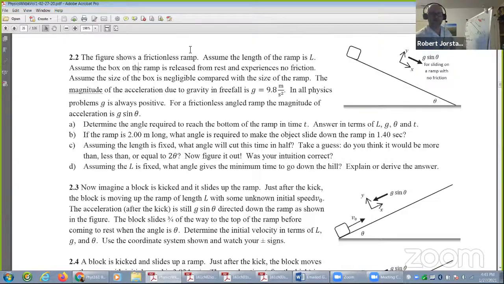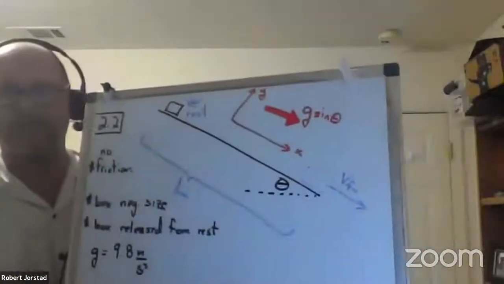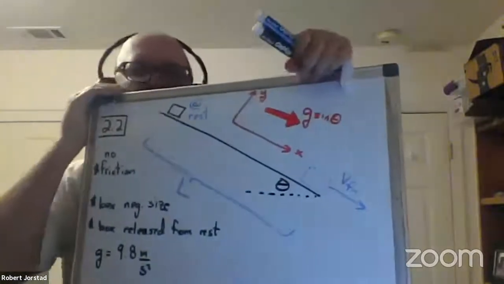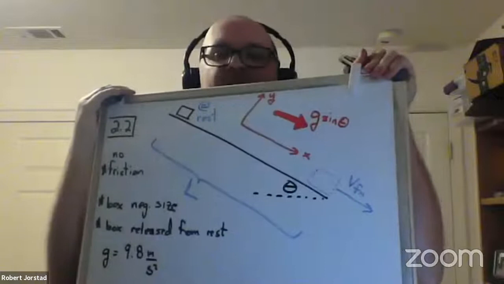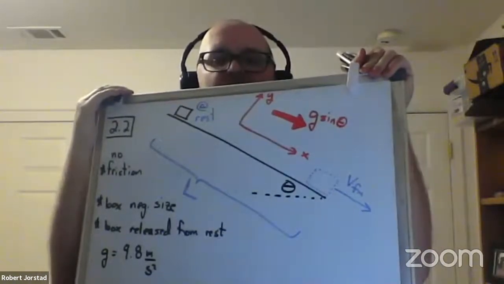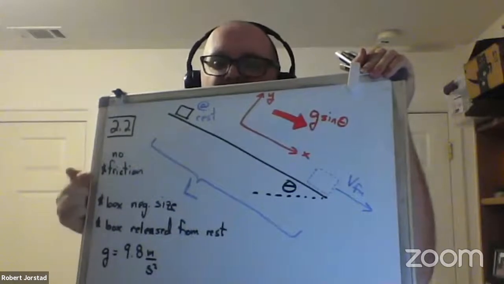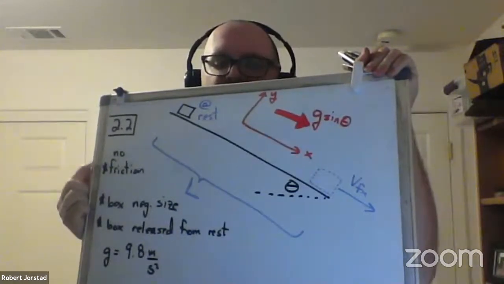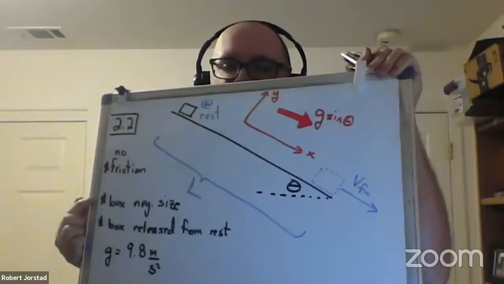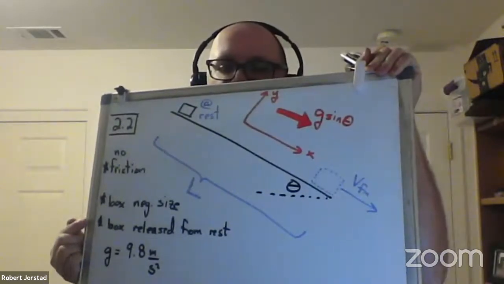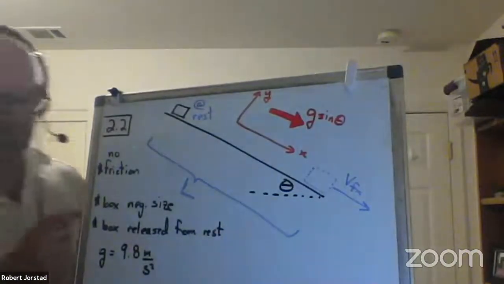All right. So I took a second to do this. This is what I thought should happen with that. So what I did is I drew the picture and I put some key assumptions right over in here. We were supposed to assume that there's no friction. We're supposed to assume the box has negligible size. And the box is released from rest.